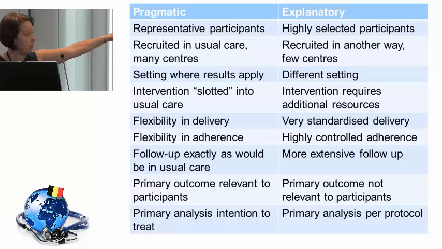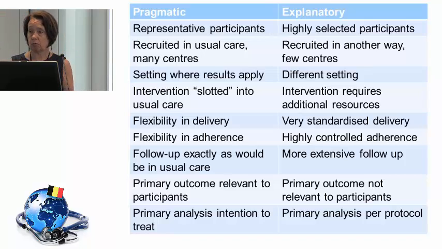If we move down a little bit further, you can see there's a couple of items there about flexibility. So in a pragmatic trial, we want this to mirror as much as possible what would happen in real life. So there's some flexibility in terms of those delivering the intervention. We don't make them deliver it in exactly the same way. And there's some flexibility in adherence. If people don't like the pills that we're giving them, and we ask them to take them 5 times a day and they decide to only take them 3 times a day or not at all, then that kind of flexibility is allowed in a pragmatic trial because we want to see what would happen in real life. And those sorts of things happen in real life.